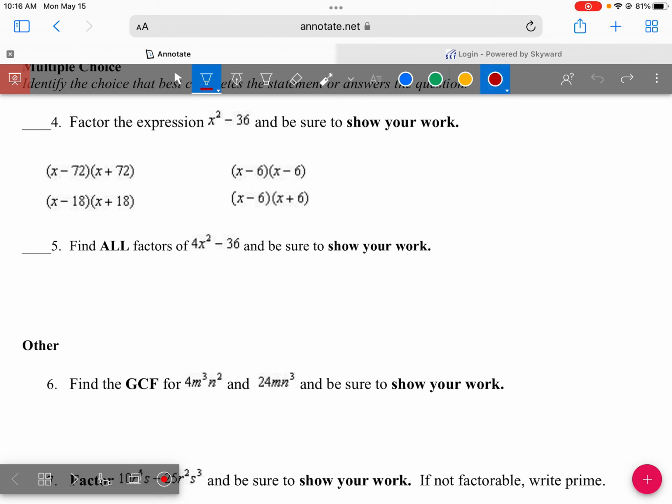Is it what? What about it? Negative 20? No. No.